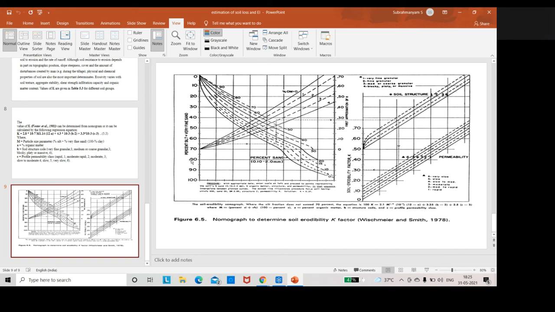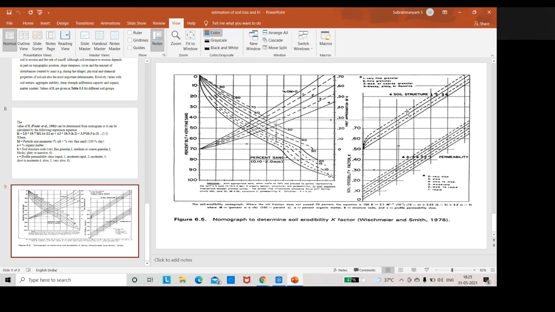They have given the percentage silt plus very fine sand value as 65, and 5 as the percentage sand value. Both are coinciding here, and they have given the percentage organic matter as 2.85. Then all are coinciding here. This is the coincidence point. Then we will get the first approximation of K, that is 0.285 here. This is not the final value of K.